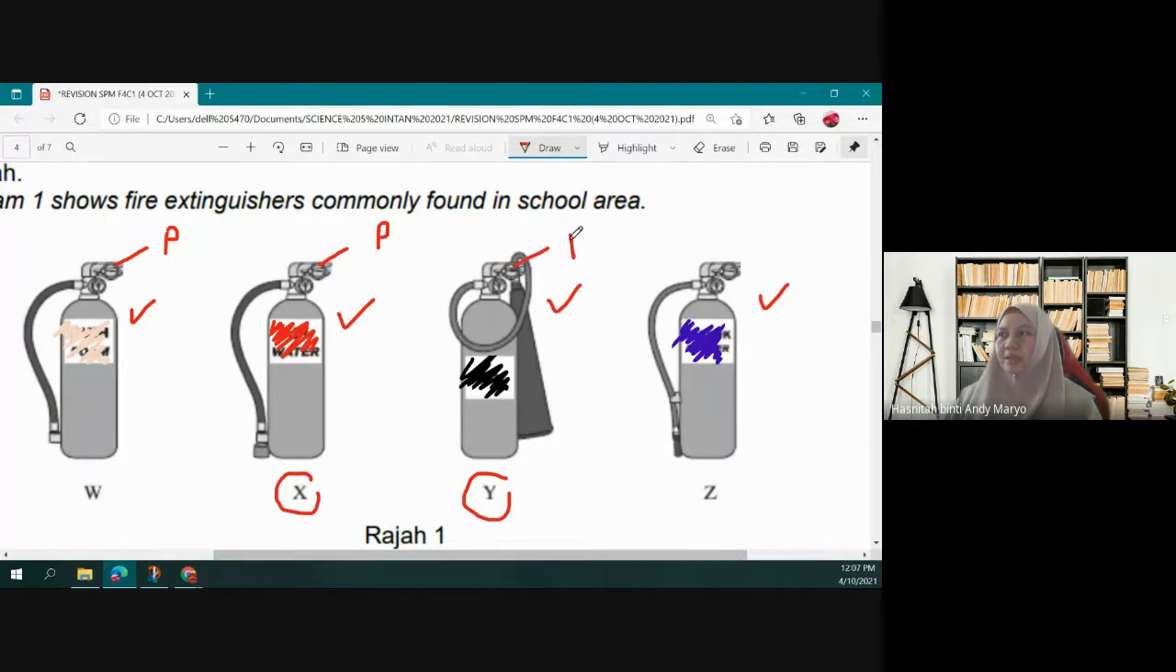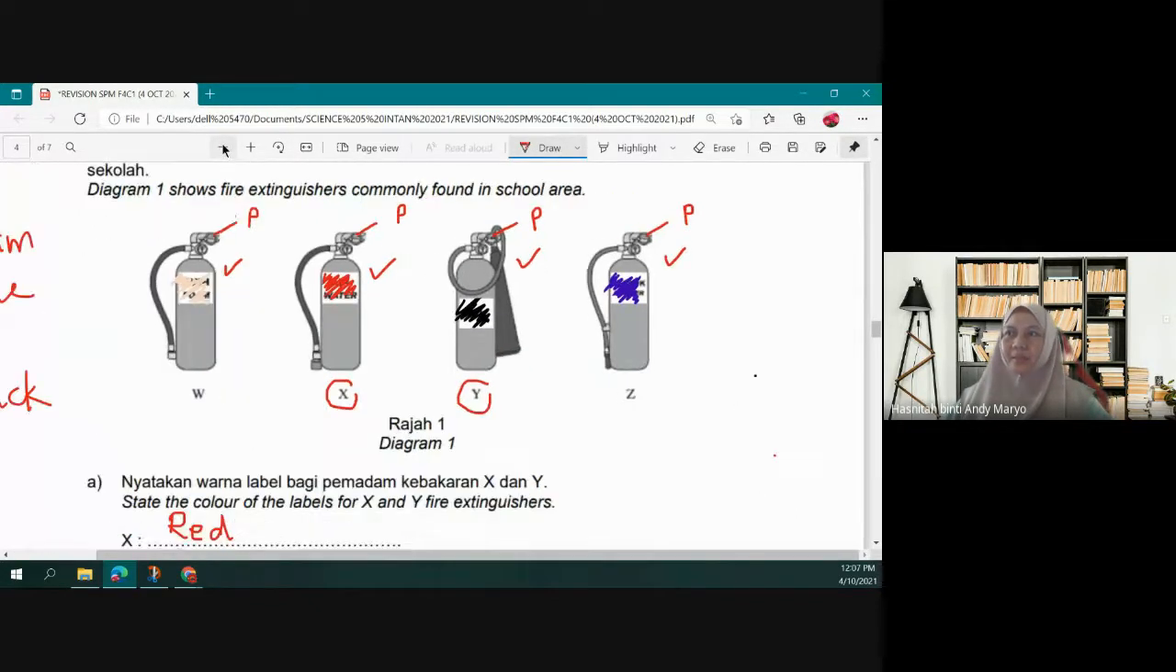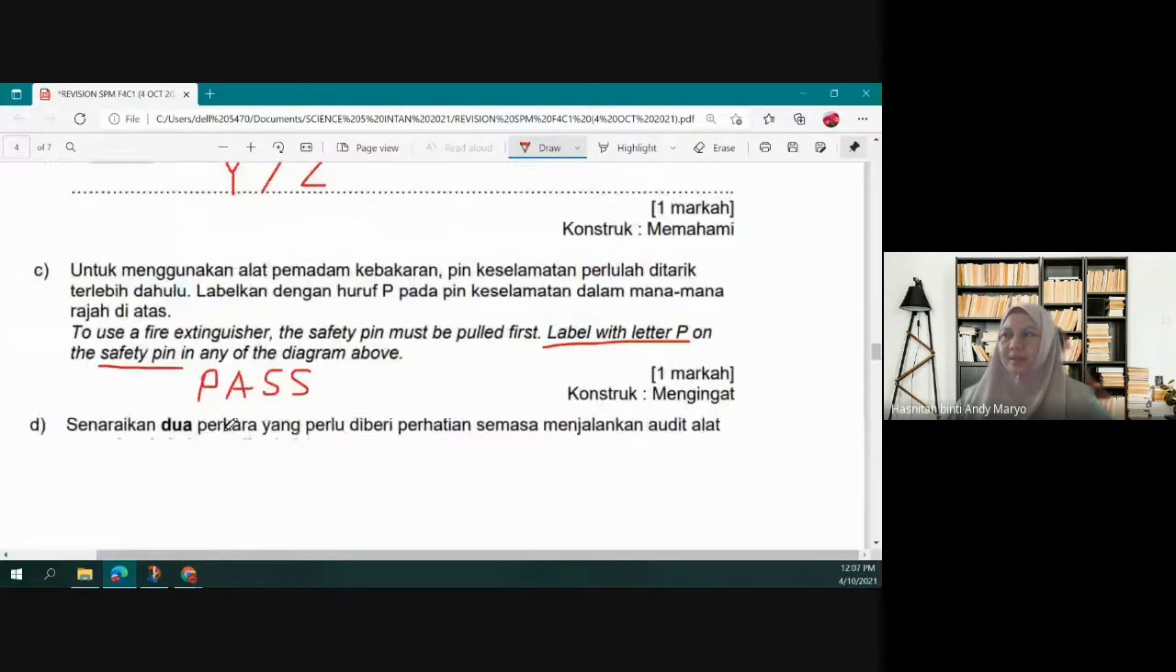Okay, this is also the safety pin. And this is the safety pin. Okay. Lukis satu saja. So this is the tube and this is the handle. Ini dia punya handle and this is the pressure reading. So this is the body of the fire extinguisher. So we have labeled the safety pin with the mark P as stated in the question.